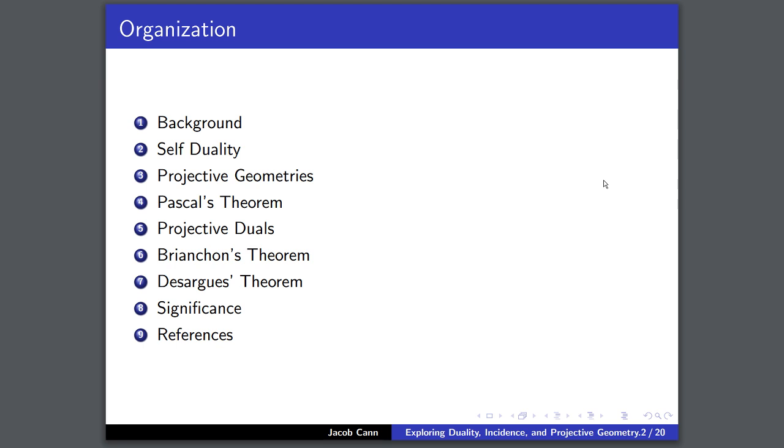So we're going to start with a little bit of definitions and our background. We'll go to what it means for a theorem or a geometry to be self-dual. We'll look at projective geometries, Pascal's theorem, projective duals, Brianchon's theorem as an example of a projective dual of Pascal's theorem, and then Desargues' theorem and how that's self-dual, the significance of what we talk about, and then references.